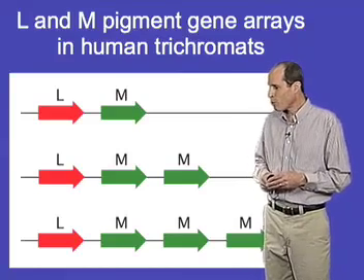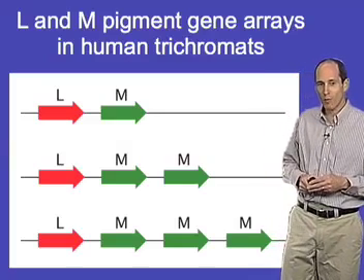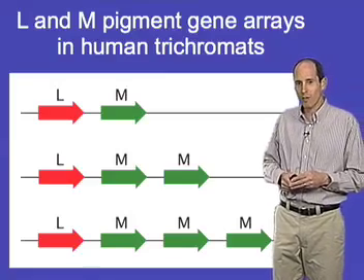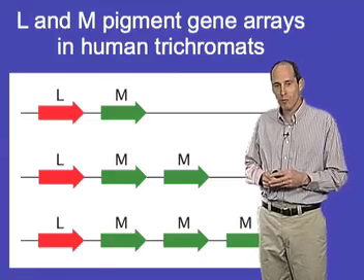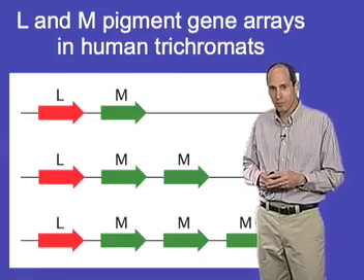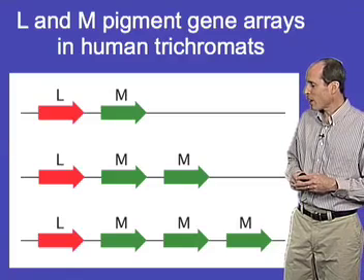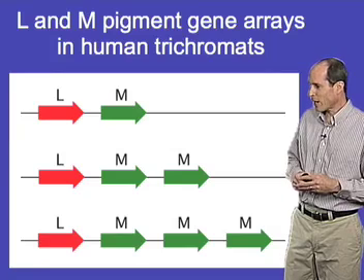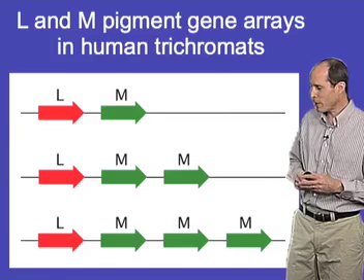In fact, most people have one L and two M genes. Some have one L and three, and there are a few even who have 4 or 5 M pigment genes. All of these people, as far as we can tell, have perfectly normal color vision. Now, this arrangement almost certainly arises because the genes are homologous to one another and are capable of recombination, and we'll discuss that in just a minute.